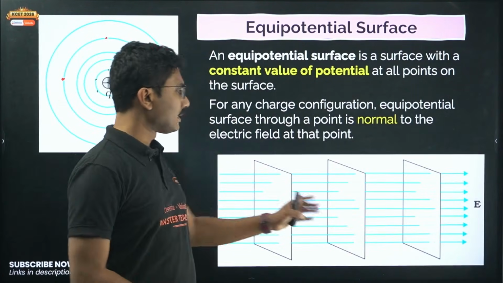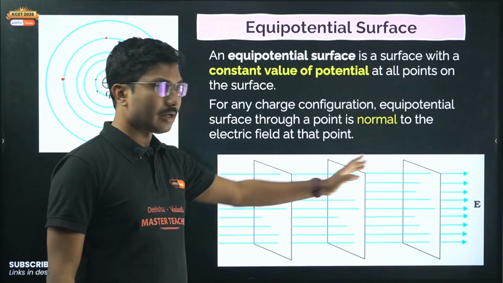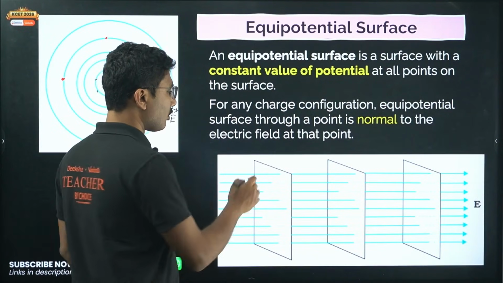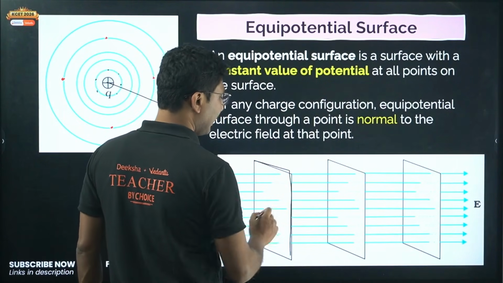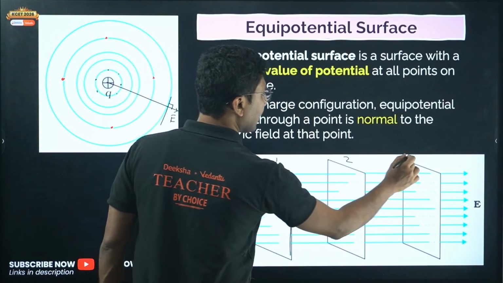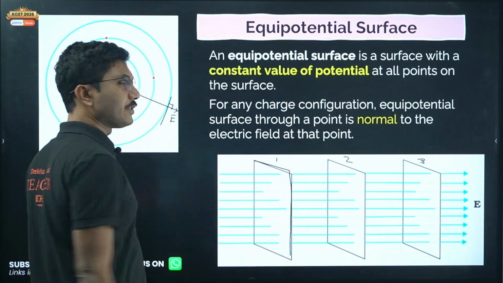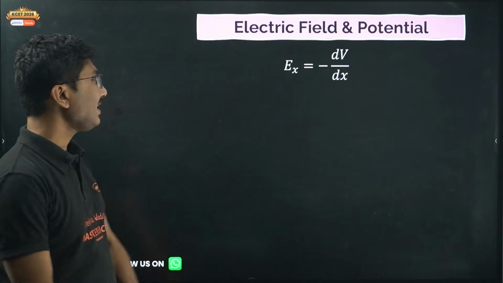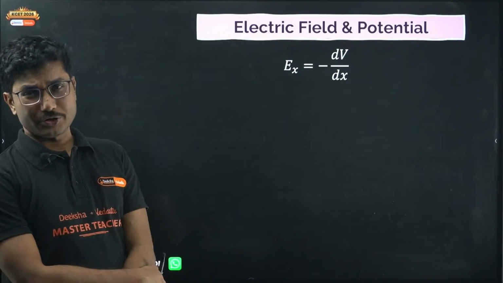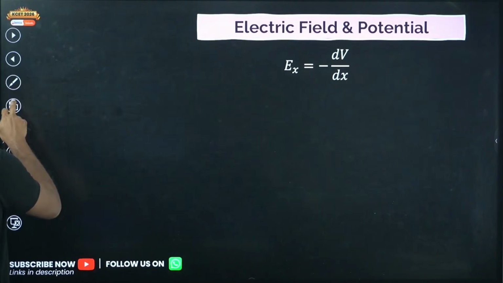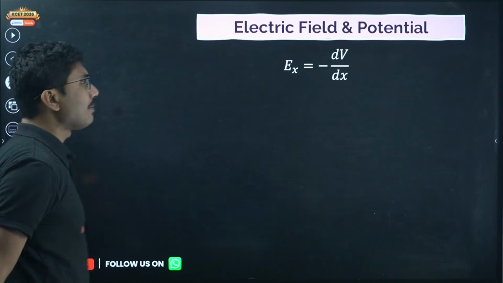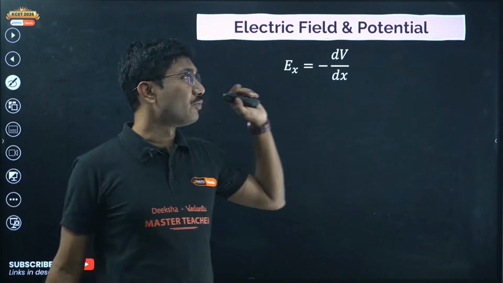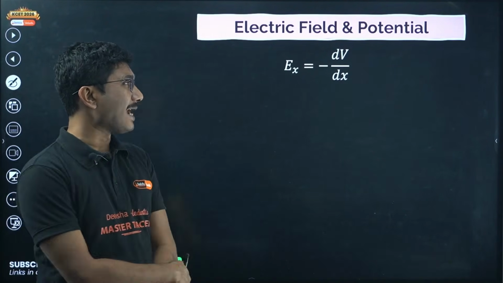So here is one more example. Here electric field is parallel, so equipotential surfaces are also parallel planes. This is plane number 1, plane number 2, plane number 3. So equipotential surfaces are also planes. Next, electric field and potential. As we are discussing equipotentials, electric field and potential are related through this equation, Ex equals to minus dV by dx.